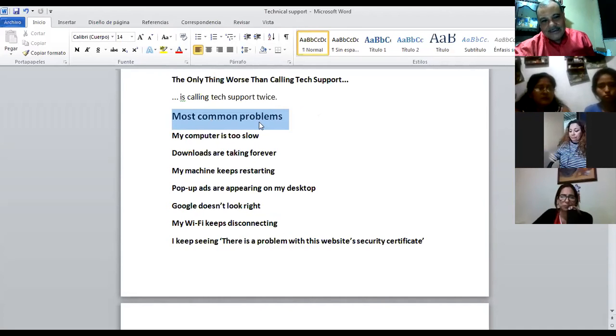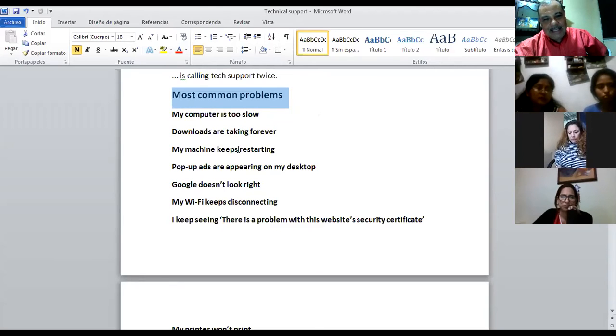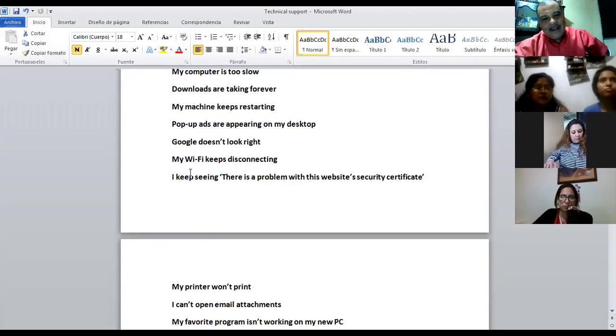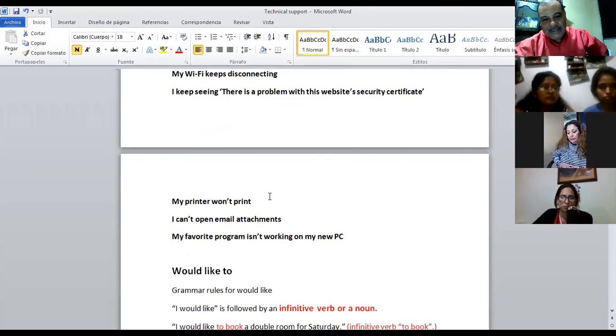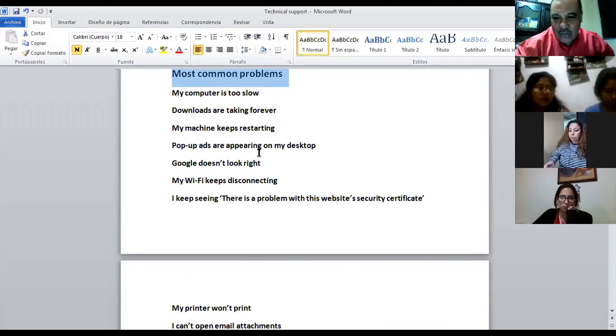Most common problems. My computer is too slow. Downloads are taking forever. My machine keeps restarting. Pop-up ads are appearing on my desktop. Google doesn't look right. My Wi-Fi keeps disconnecting. I keep seeing there is a problem with this website security certificate. My printer won't print. I can't open email attachments. My favorite program isn't working on my new PC. Questions about these most common problems.